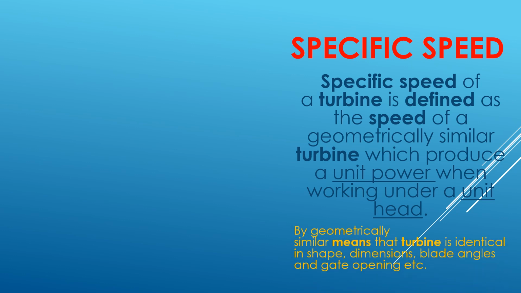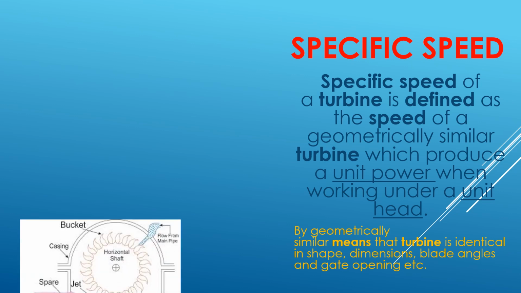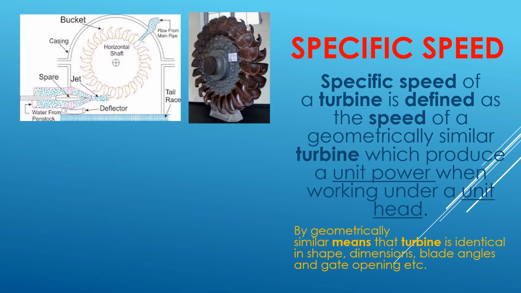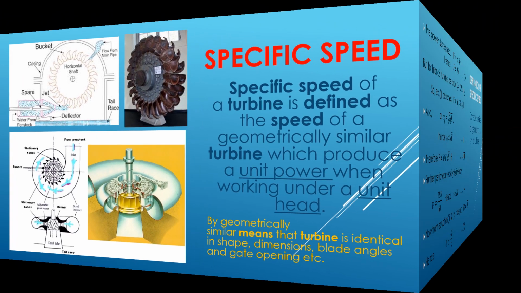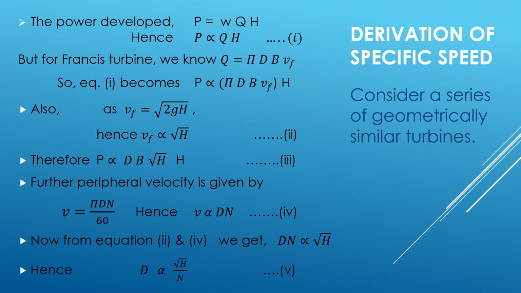By geometrically similar, we mean that the turbine is identical in shape, dimension, blade angles, gate openings, etc. Let us now see some pictures of turbines. This is a Pelton turbine and the second is the Francis turbine. Now let us see the derivation of specific speed.